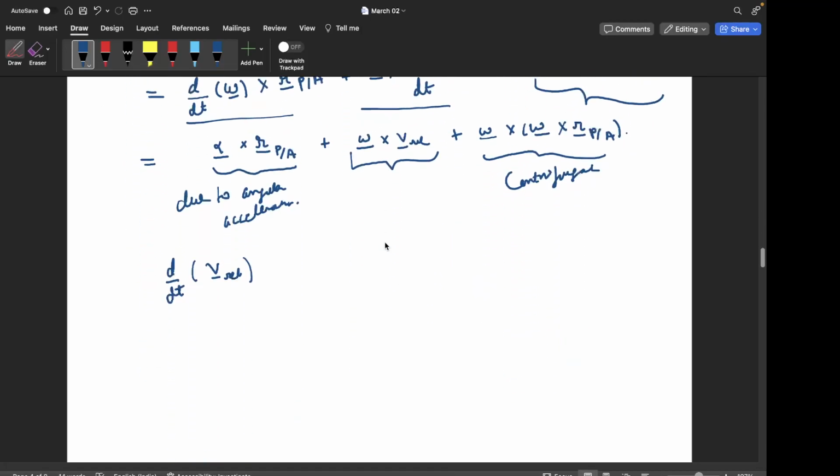Okay, so differentiation of VREL gives AREL plus omega cross VREL. The reason being the same, right? That you are differentiating VREL in a frame which is rotating. So there would be a direct differentiation of V plus the angular rate of the frame times the quantity which you are differentiating.